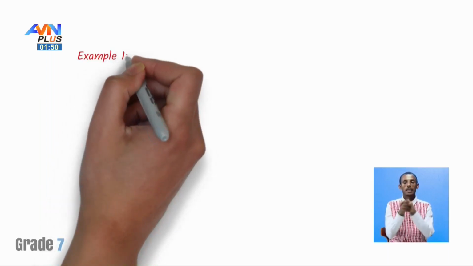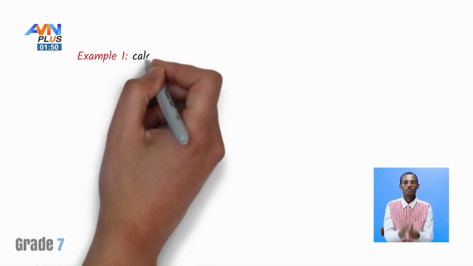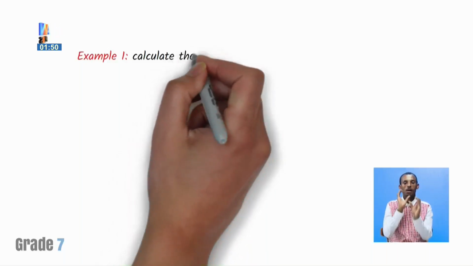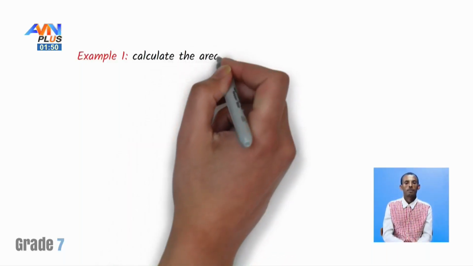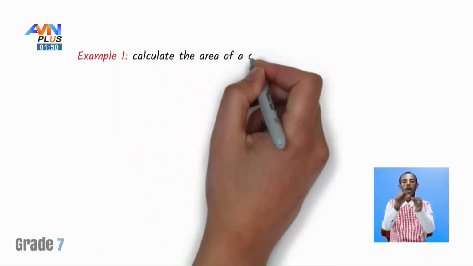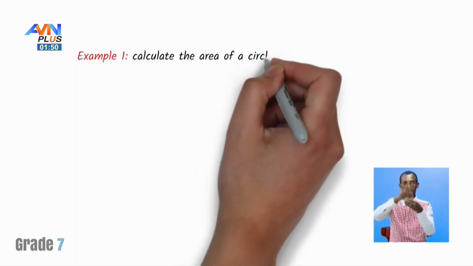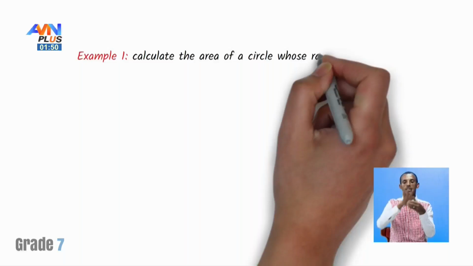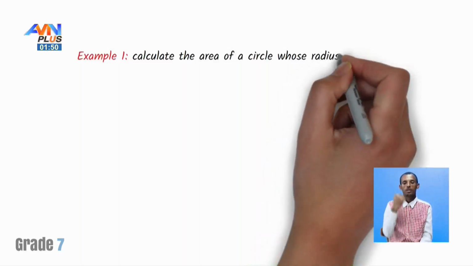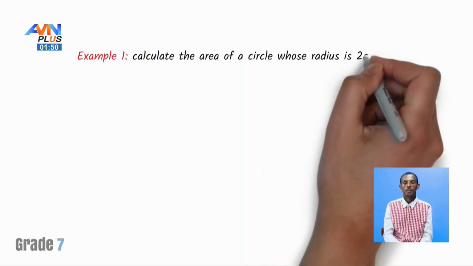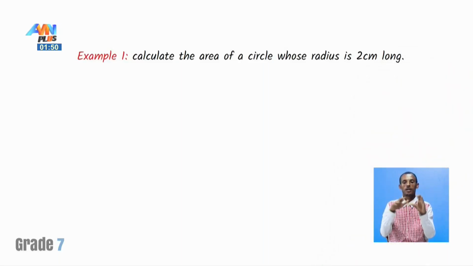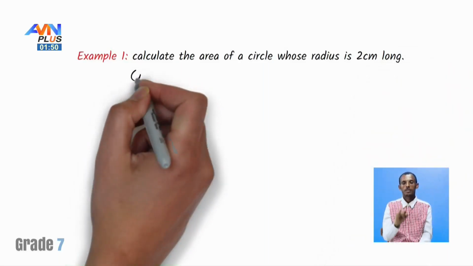Example 1. Calculate the area of a circle whose radius is 2 centimeters long.